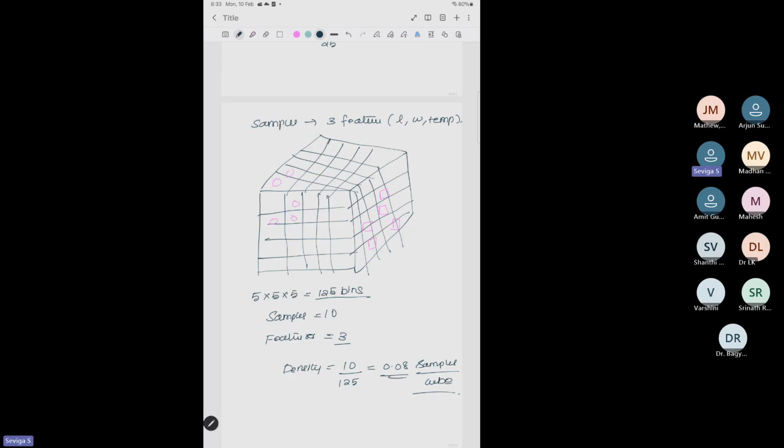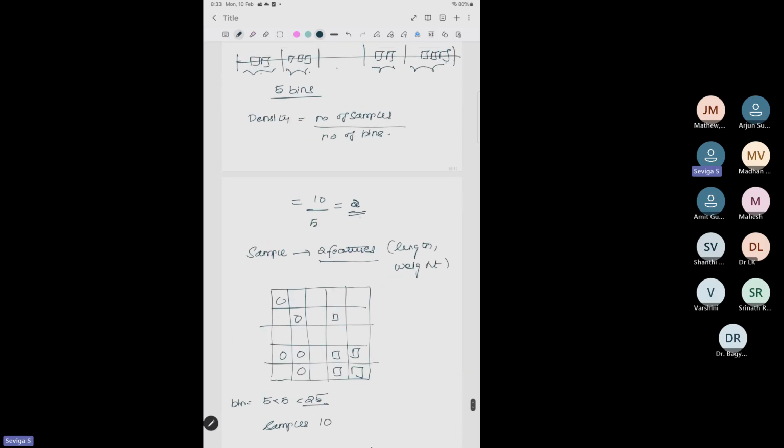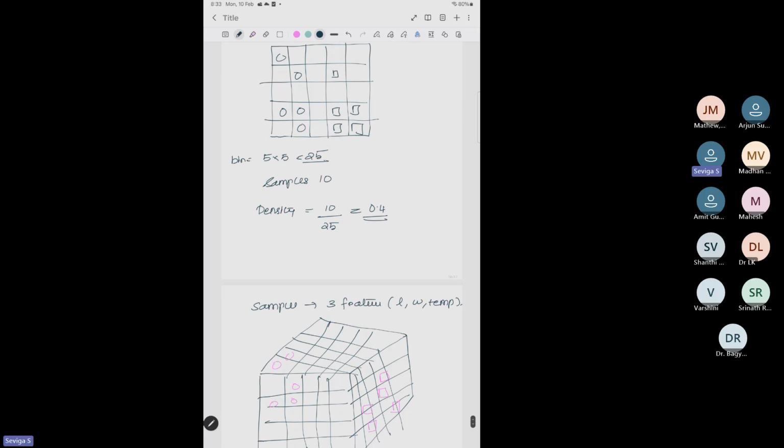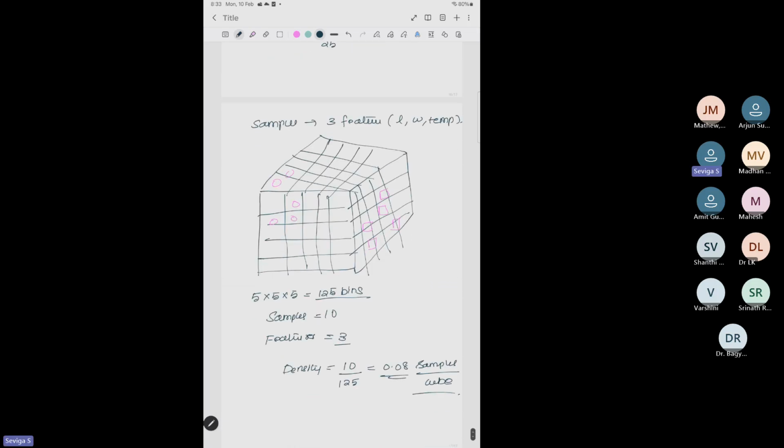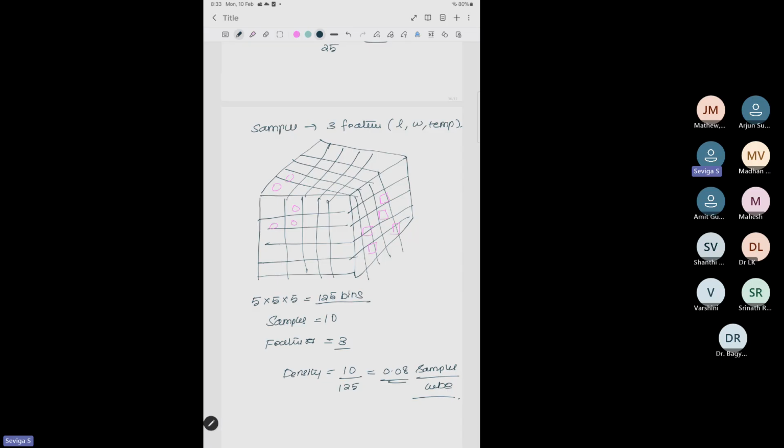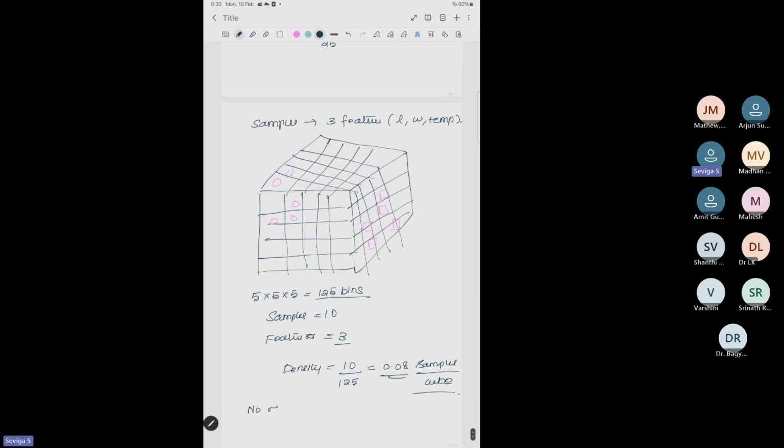If you look at earlier, when we had one feature, we had 2 samples per bin. When we had 2 features, we had 0.4 samples per bin. But when we have 3 features, we have only 0.08 samples per cube. So when the number of features or dimensions increases, the density of the samples goes down.